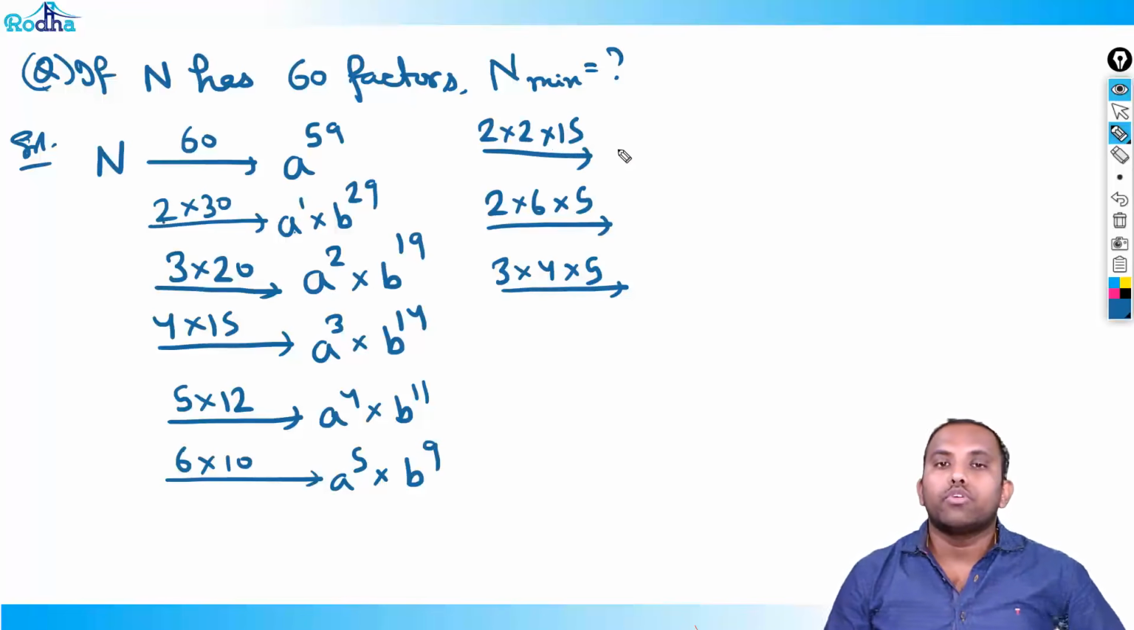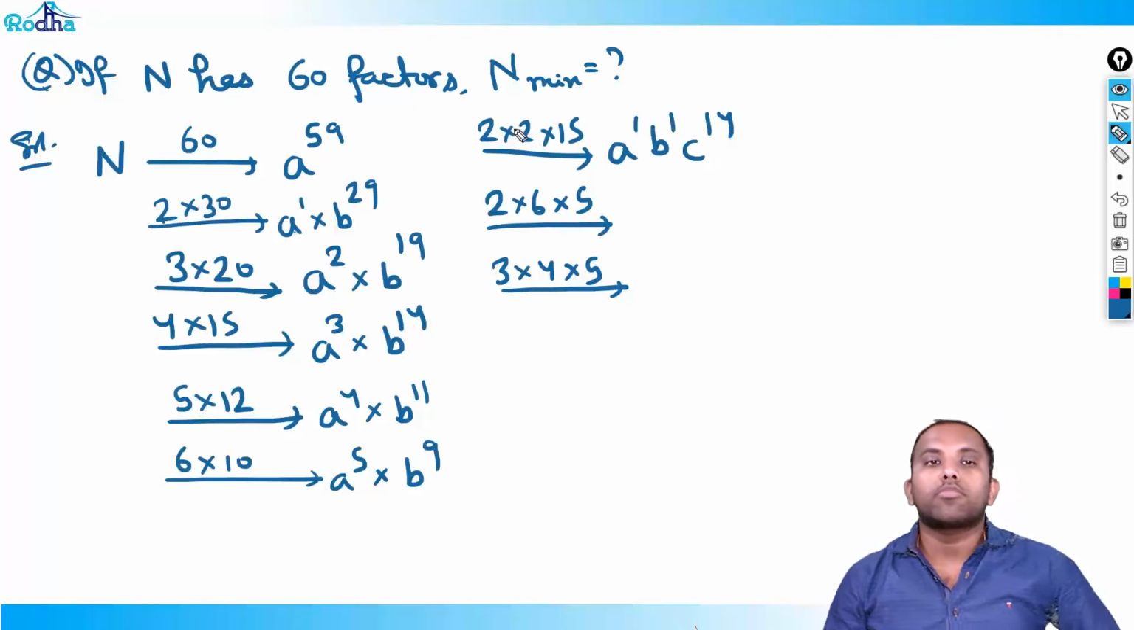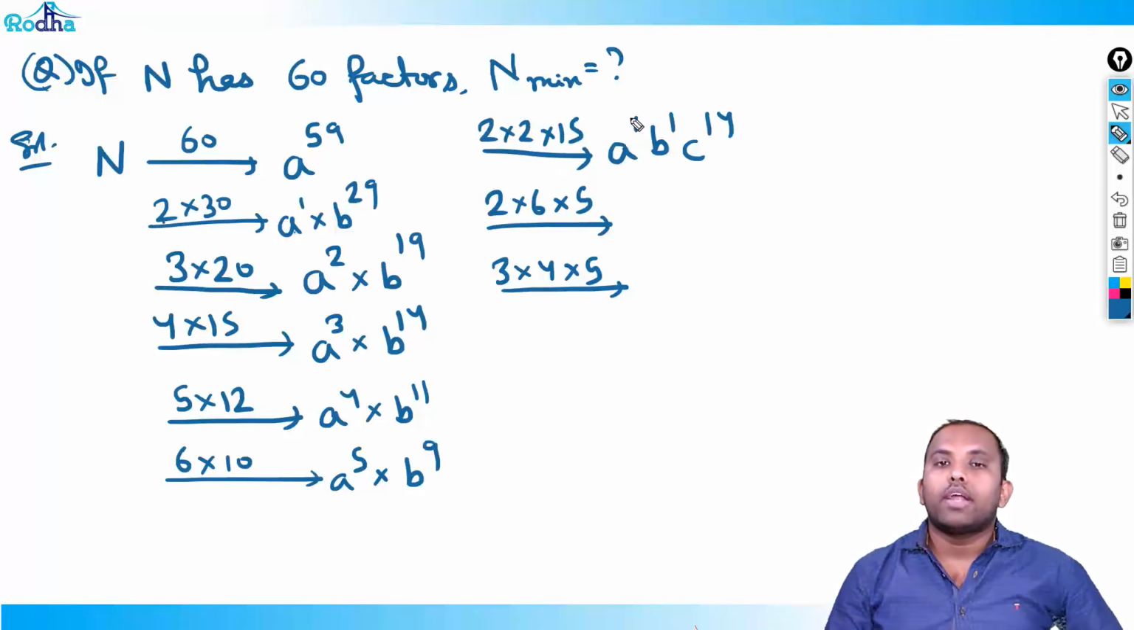So 2 into 2 into 15. If the primes are A, B, C, then A raised to 1 into B raised to 1 into C raised to 14. Because if I'm splitting 60 into 3 terms, I'm trying to write the number in terms of 3 prime bases. A has got factor 2, so power 1. B has got factor 2, so power 1. C has got factor 15, so power 14.